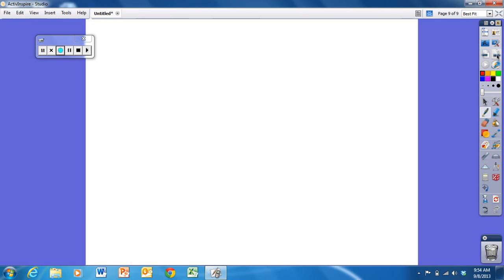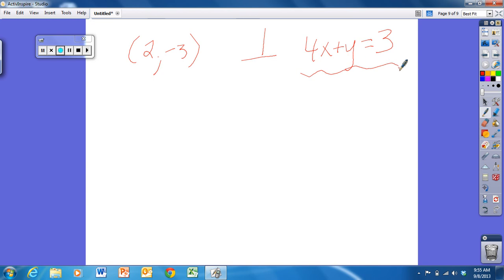Okay, last one. Find the equation of a perpendicular line. So the point is (2, -3), and we want to be perpendicular, this is the symbol for perpendicular, to the line 4x + y = 3. So first we have to find the slope of this line. So we're going to subtract 4x. So that was easy. Slope's negative 4. The perpendicular has to have an opposite, that means a different sign. Reciprocal, flip it over.